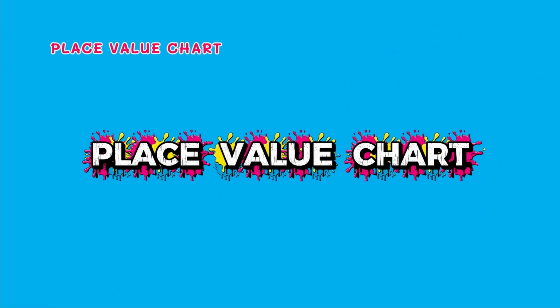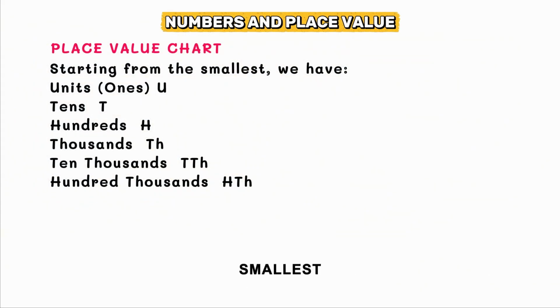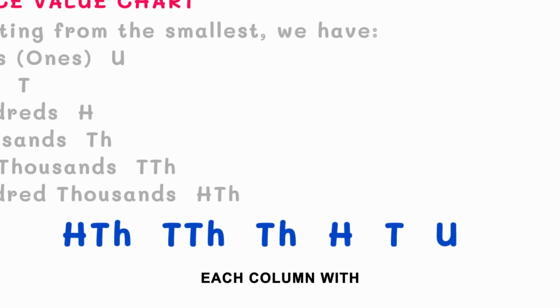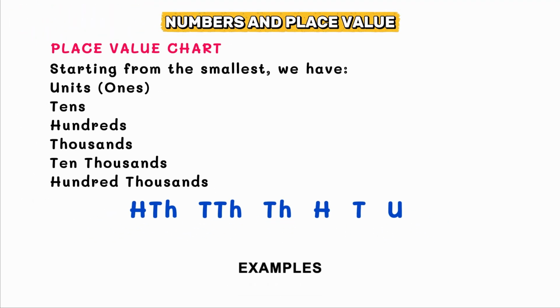Place value chart. Starting from the smallest, we have units, tens, hundreds, thousands, 10,000s, 100,000s. We will present it like this. Now, let's understand each column with examples.